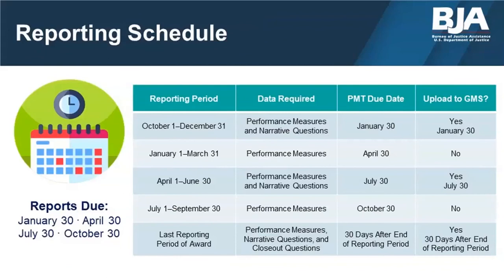This table outlines the types of data you'll be reporting each reporting period, when your reports are due in the PMT, and whether you also need to upload your reports to GMS. As you can see from the alternating values under the second column, you'll only report on the narrative questions in January, July, and during your last reporting period of grant activity, regardless of where that falls on schedule.